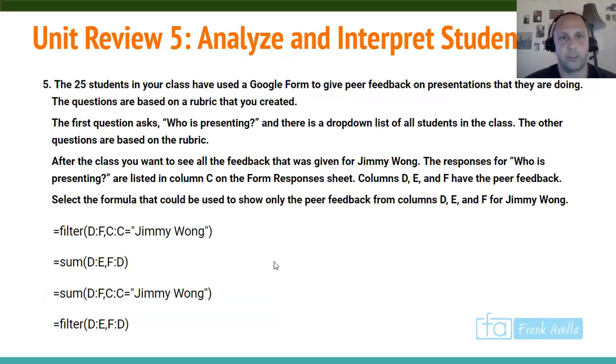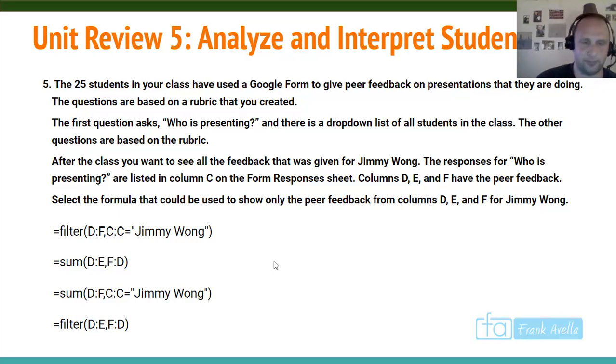The 25 students in your class have used Google Forms to give peer feedback on presentations. The questions are based on a rubric you created. The first question, who is presenting, has a drop-down list of all students from the class. The other questions are based on the rubric. After the class, you want to see all the feedback that was given for Jimmy Wong. The responses for who is presenting are listed in column C in the form response sheet. Columns D, E, and F have peer feedback. So the peer feedback is D, E, and F, and C is what they wrote. Select a formula that could be used to show the peer feedback from D, E, and F.